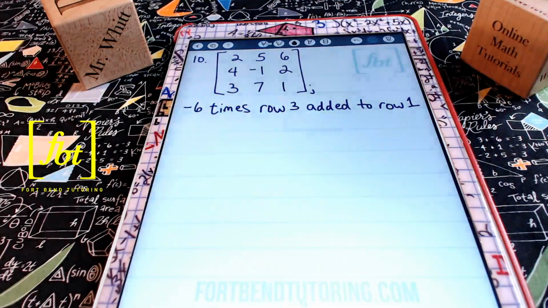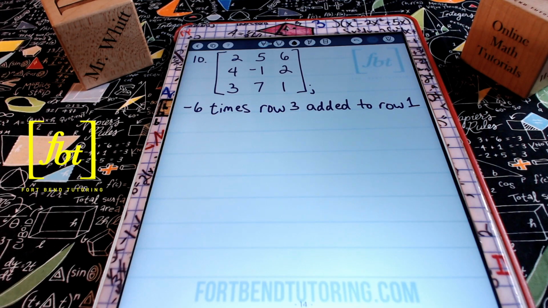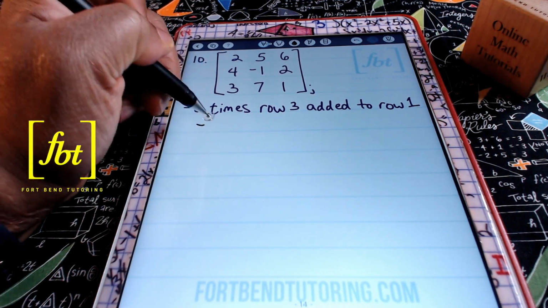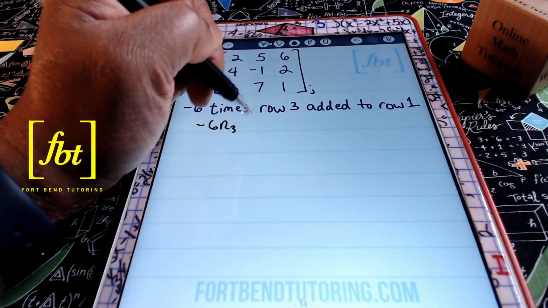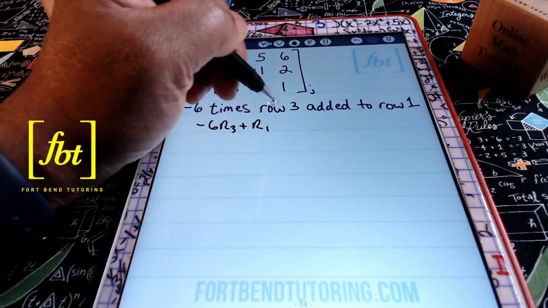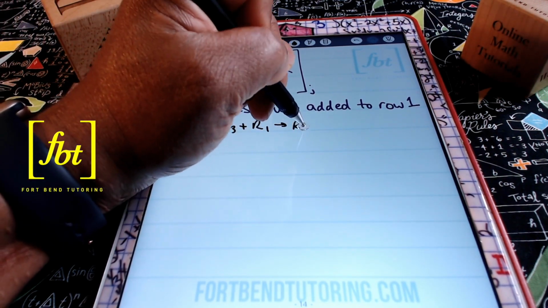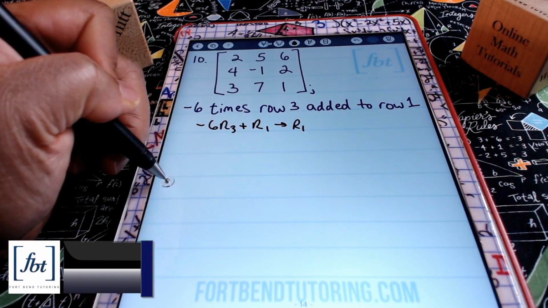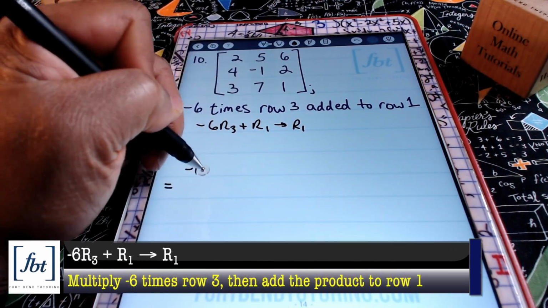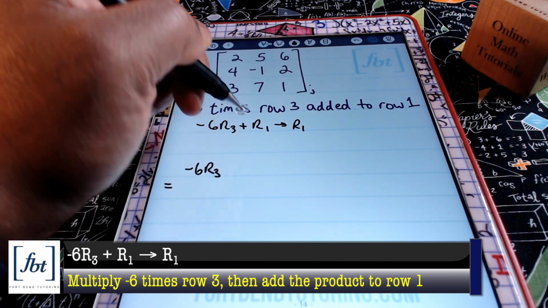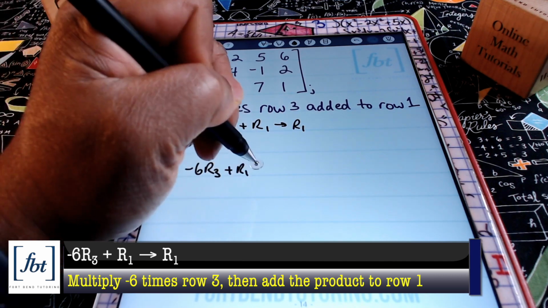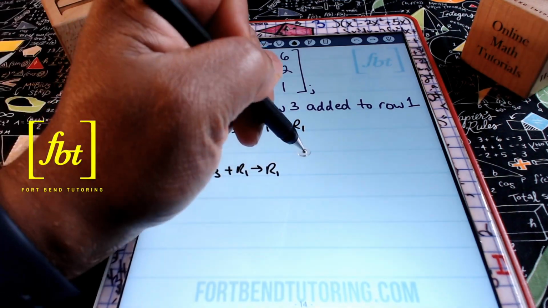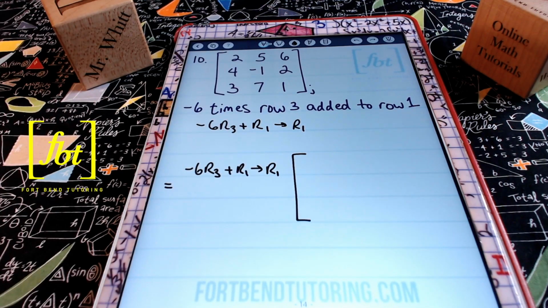Moving on. In problem number 10, we have a 3 by 3 matrix. The row operation is to multiply negative 6 times row 3 and add that to row 1, and we'll be placing our result in row 1. So that means I'll begin by writing down this rule, negative 6 times row 3 plus row 1, putting the result in row 1, and then opening up my resultant matrix here.